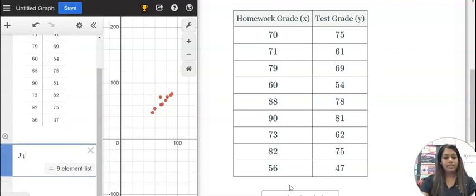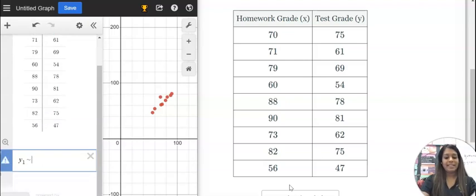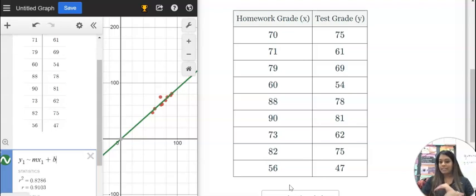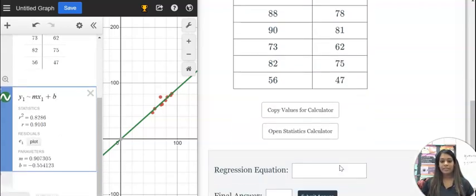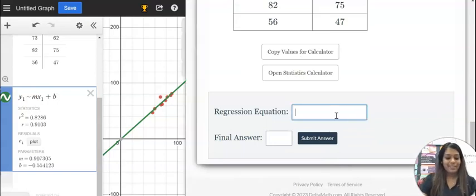So y1 regressed against mx1 plus b. You have to type that correctly. It's the same thing all the time. And you've got to make sure to put the ones, the regression symbol, and so on. There's my equation. School's about to be over, so I better speed this up. So y equals 0.907305 x minus 0.55, my y-intercept 4123.